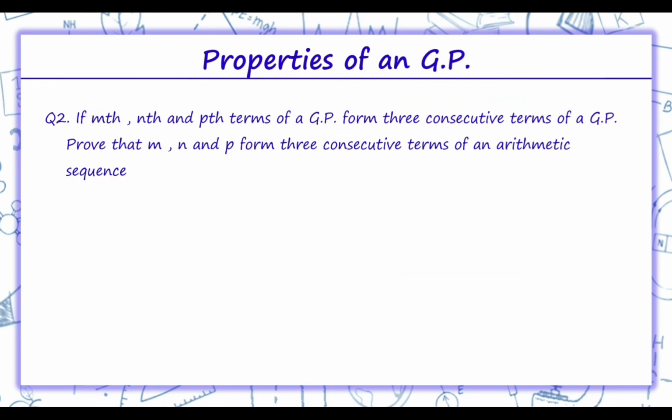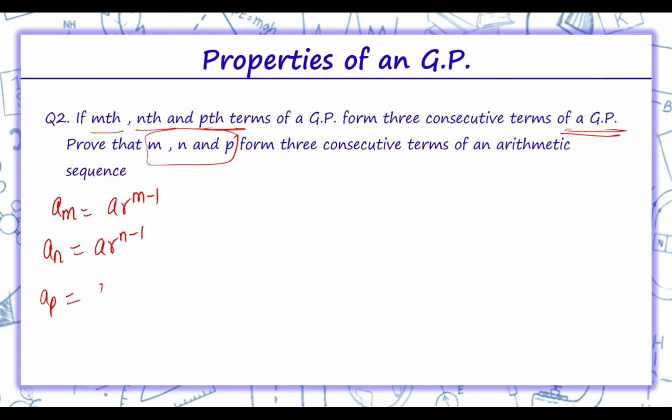Coming on to the next question: the mth, nth and pth terms of a GP form 3 consecutive terms of a GP. Show that m, n and p form 3 consecutive terms of an AP. The mth term can be written as A into r to the power m minus 1, the nth term as A into r to the power n minus 1, and the pth term as A into r to the power p minus 1.